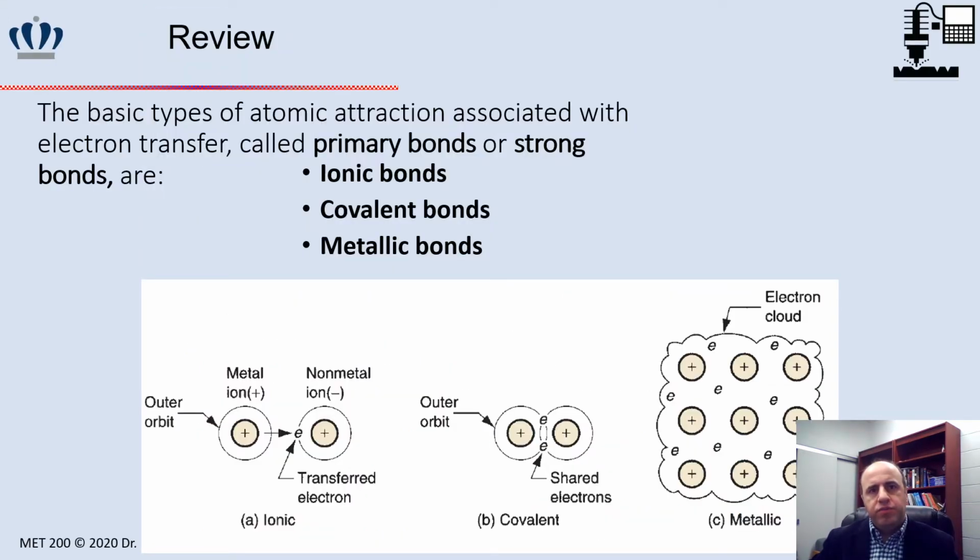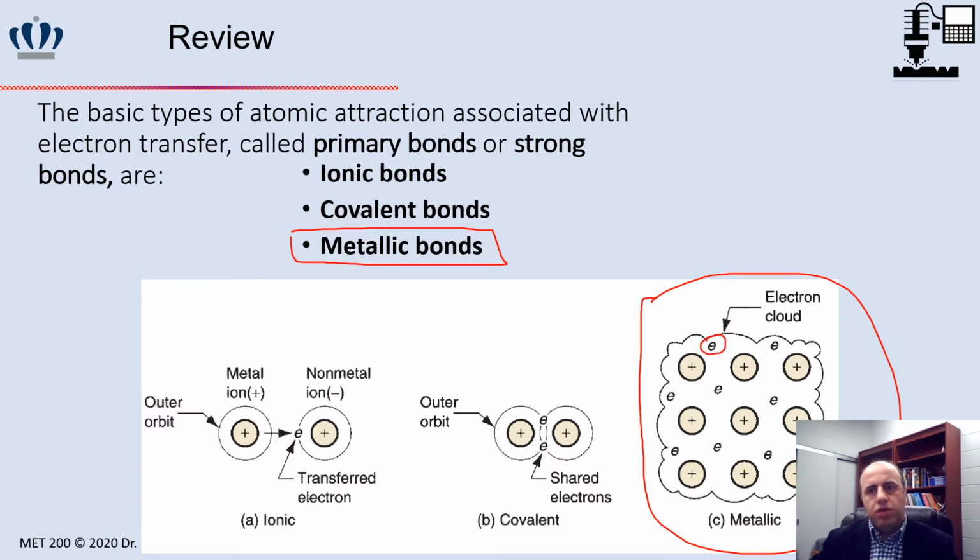Here is the review from the previous lecture. We talked about several bonds that are available in material, but here we are mostly focused on metallic bond, and this is the type of bond we have in metallic. We have an electron cloud in the solid material, and the electrons are shared between all atoms. That's why we have high electrical conductivity in metal materials.